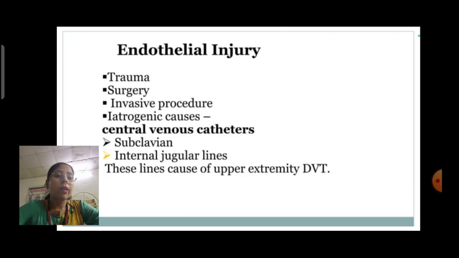And what is endothelial injury? It generally happens because of trauma, surgery, invasive procedures and because of any iatrogenic causes like central venous catheters. The iatrogenic causes are those causes which we acquire from the hospital. The subclavian or the internal jugular lines can cause upper extremity deep vein thrombosis also.